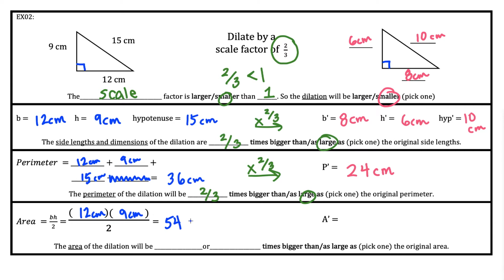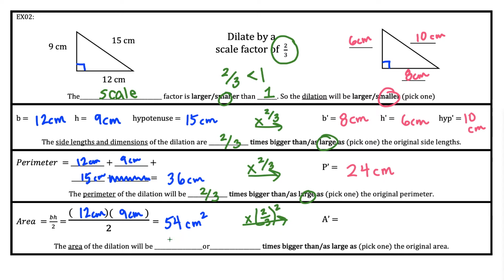54, remember, centimeters times centimeters, centimeters to the second power. But remember, we will not multiply by 2/3. Because that's the second power. We multiply by 2/3 to the second power. So I'm going to write it like this, actually. 2/3 to the second power.